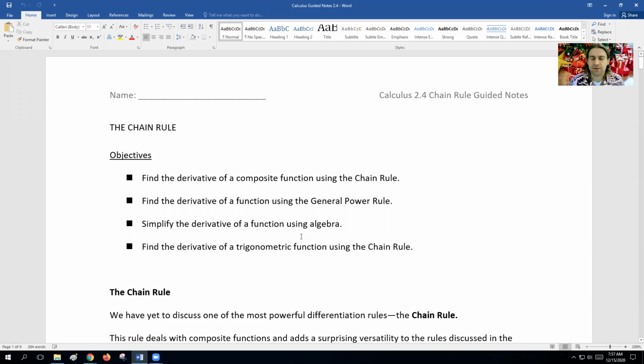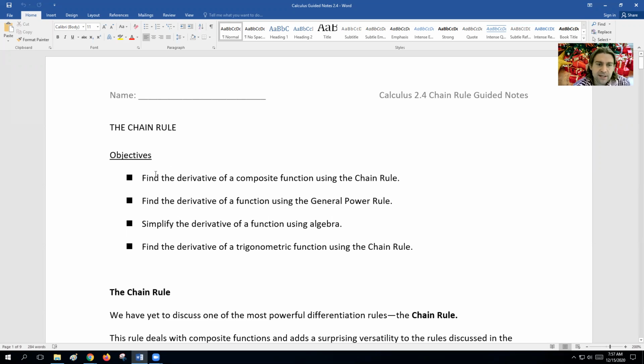I'm going to help you out with the 2.4 notes. So this is day one in calculus of the chain rule. This will be another rule that we're going to learn how to use, just like the product rule and the quotient rule. And we'll just have to know when it happens, how do we do it, and then what do we do with it.